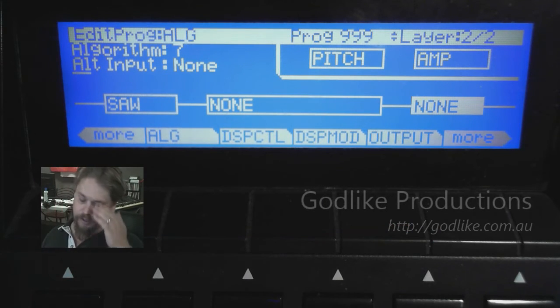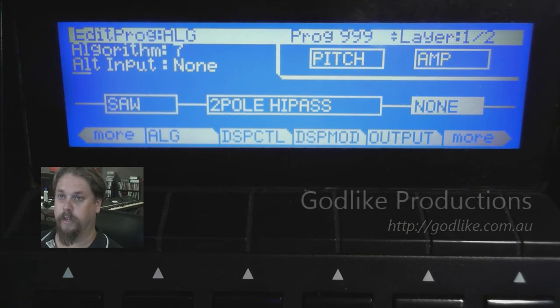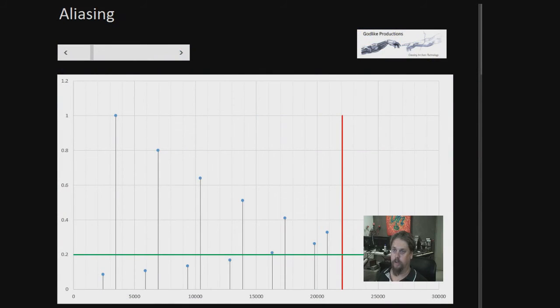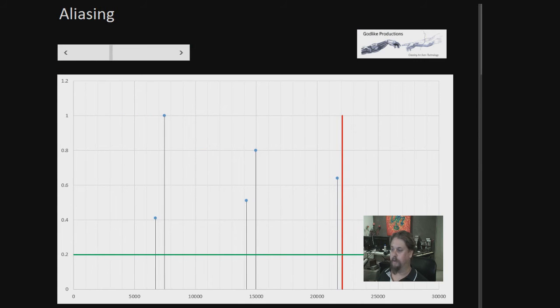On the PC3 there's one really quick and easy way to get around this. We've got a saw, and I've already set this up. If we go to the other layer, you'll see I've put a high pass filter in. A high pass filter might sound a little counterintuitive, but for high frequencies, what we're trying to do is stop some of those reflected frequencies coming back below the fundamental. If we push this up further, you can see that some of these frequencies are coming back underneath the fundamental frequency, and you can hear them.